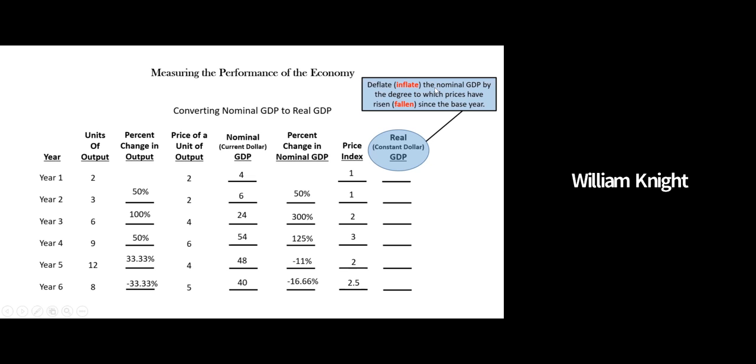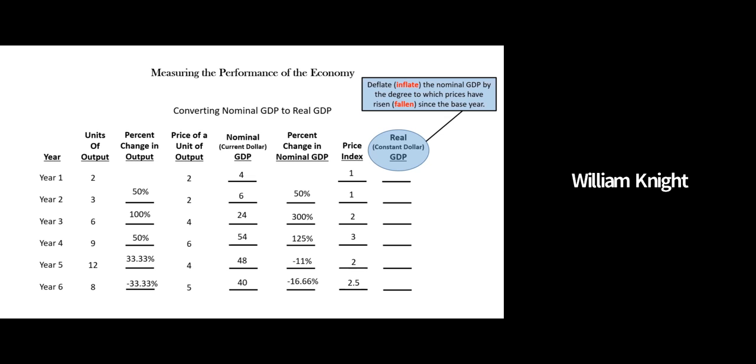It's inflating the nominal GDP to the degree by which prices have fallen, or it deflates the nominal GDP by the degree by which prices have risen. By the way, this price index is often called the price deflator. Here's where it gets deflator from. The price deflator, but sometimes they have to inflate. So I'd rather go with price index rather than price deflator.